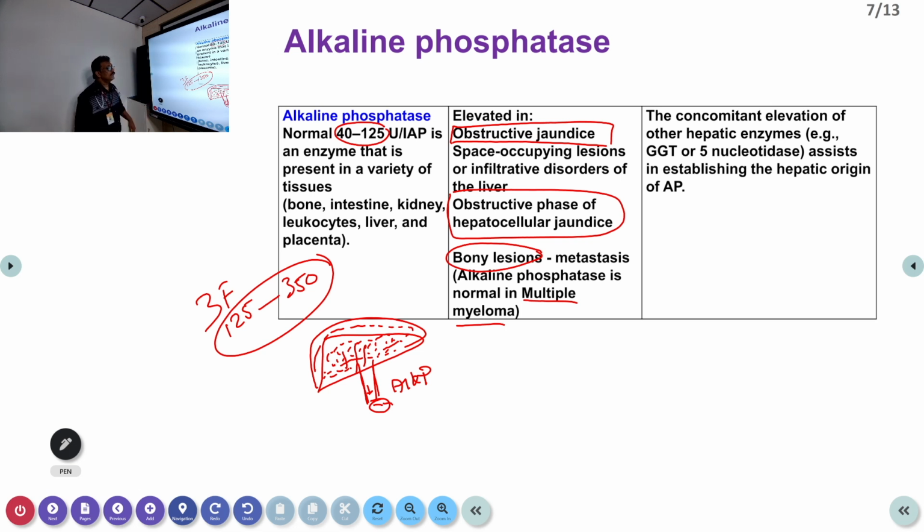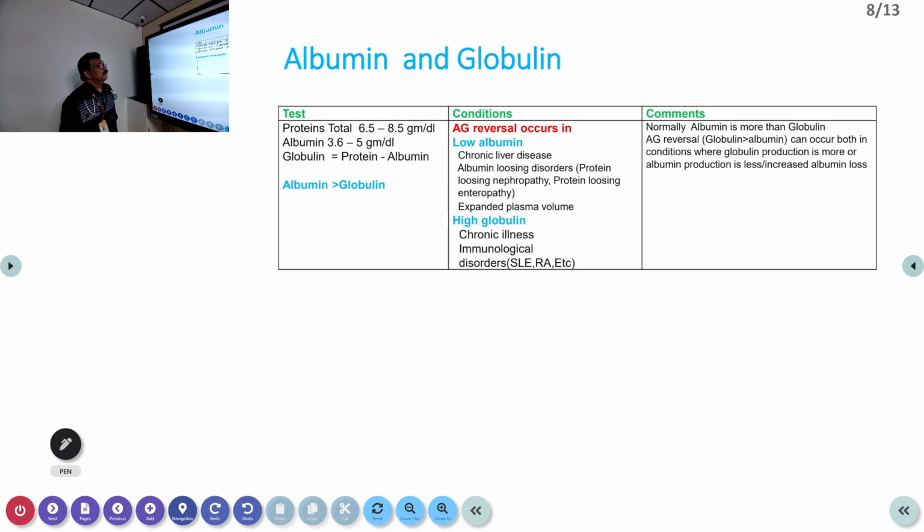So you have to always correlate this alkaline phosphatase elevation with the SGOT, SGPT or GGT, because if only alkaline phosphatase is elevated with some bone pains, you have to suspect some bony lesion. If SGOT, SGPT is slightly elevated, there is a lot of itching, there is jaundice, then alkaline phosphatase elevation means it's an obstructive jaundice. Now albumin globulin is the next important thing.